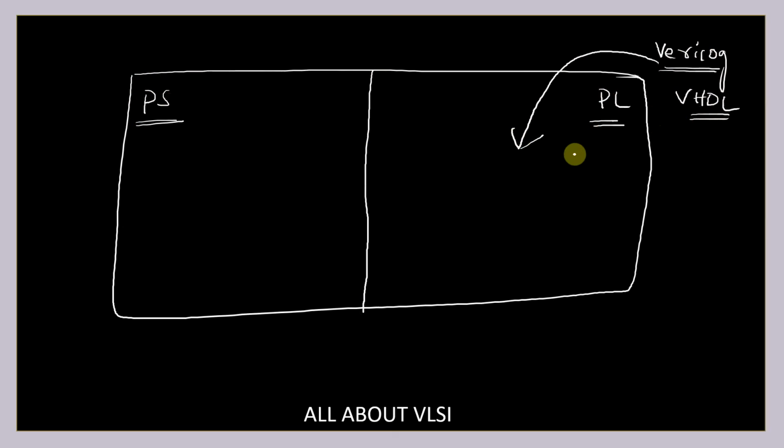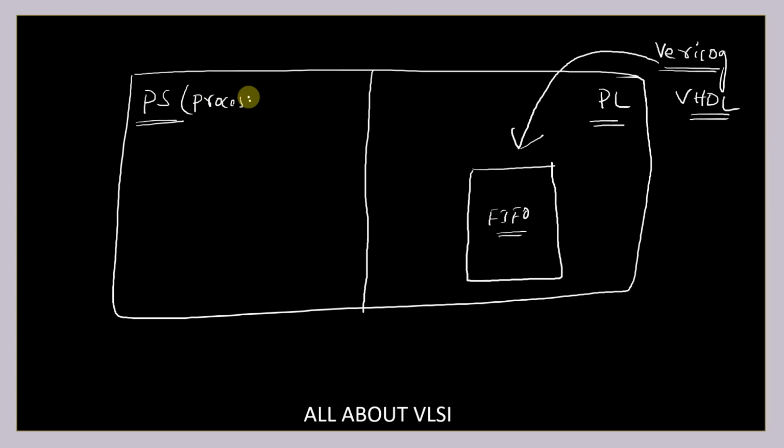In our workshop, we are going to develop a FIFO, so the FIFO code will be fabricated inside this PL. On the left hand side, which I'm showing you, this is my processor, and this is my FPGA, the programmable logic, the fabric.